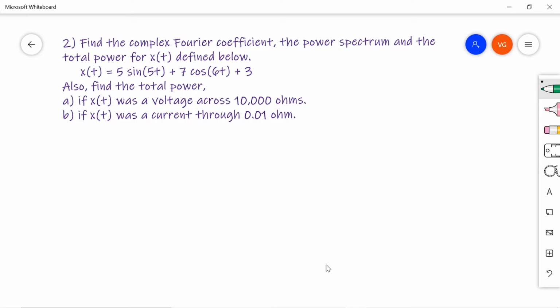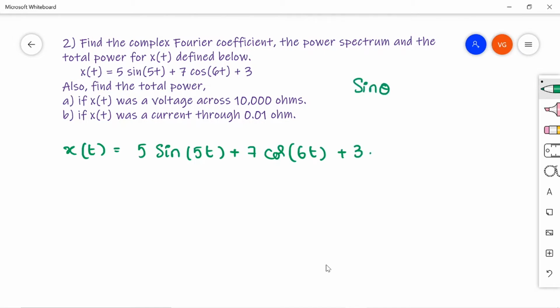Let us see now. The given signal, as I said in the previous problem, first we have to write down in the form of powers of e. So 5 sin 5t plus 7 cos 6t plus 3. This is the given signal. So you know sin theta can be written as e power j theta minus e power minus j theta divided by 2j. Similarly, cos theta can be written as e power j theta plus e power minus j theta divided by 2.